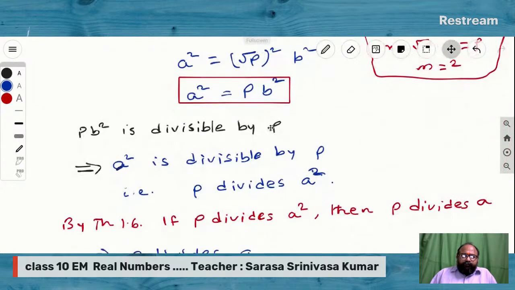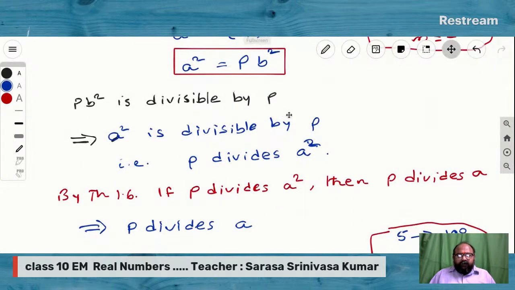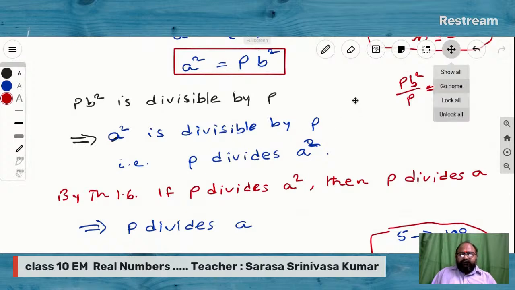Now we start our mathematical argument. The right hand side term pb square is divisible by p. It is very clear. Here, pb square by p equal to b square. So, the right hand side term is divisible by p. So, it is a clear statement. If the right hand side term is divisible by p, then the left hand side must also be divisible by p.